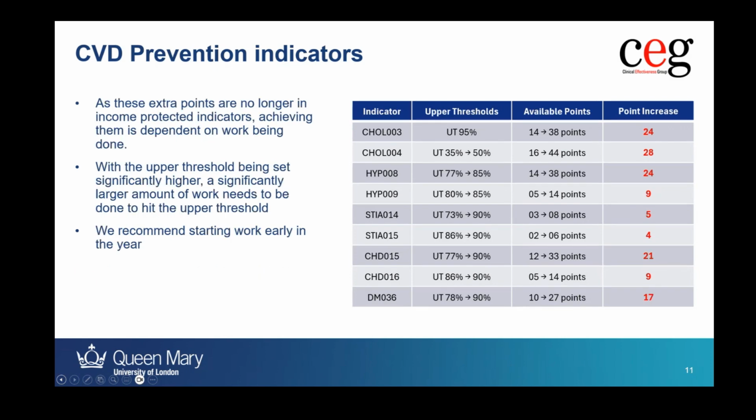So what does that actually mean for practices? Because these points were for income protected indicators, you weren't really having to do anything to achieve those points, as they were dependent on previous years. Now, because they are linked with indicators where work has to be done, you have to do a significant amount more work in order to get the same number of points that you had last year, because you were getting those points as part of the income protected indicators in order to hit the upper threshold. We're going to talk a little bit about how we recommend tackling these, but we recommend starting work early in the year to spread the burden of work more evenly over the year. Next slide, please.